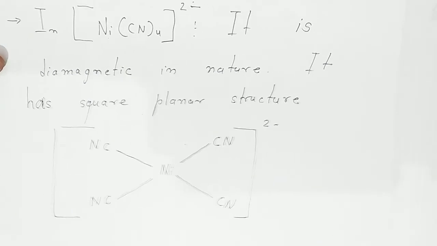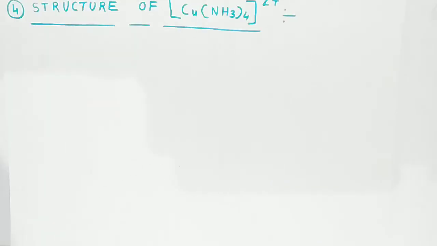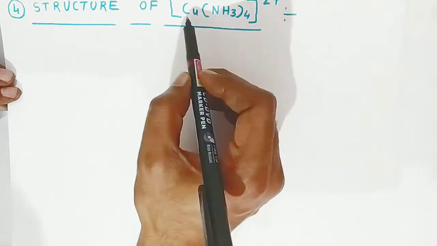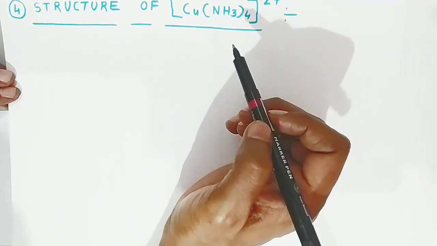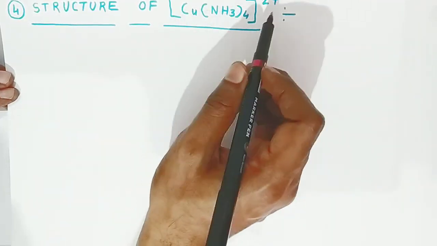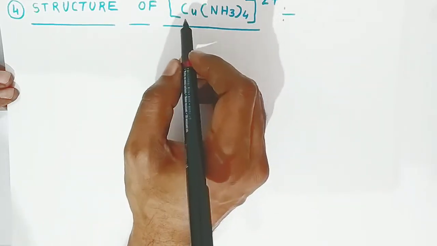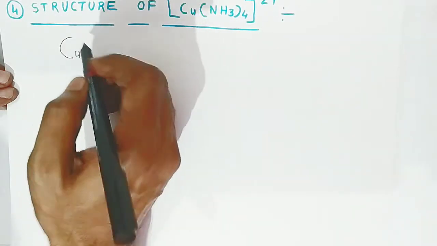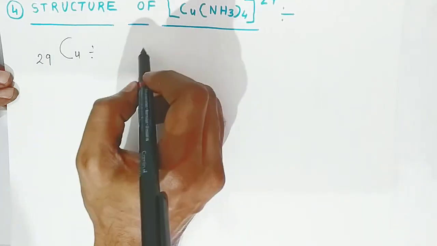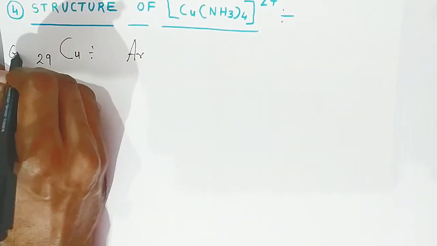Now students, we are going to see the next complex, that is tetraammine cuprate 2 plus. This is called what? Tetraammine cuprate 2 plus. Now students, if you want to explain the structure of tetraammine cuprate 2 plus, you should know the atomic number of copper. What is the atomic number, students? 29.